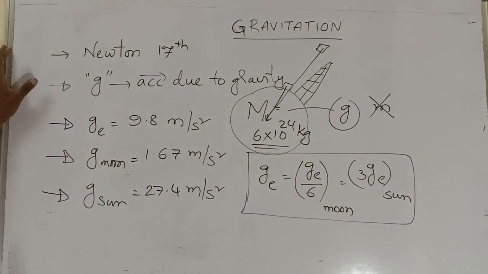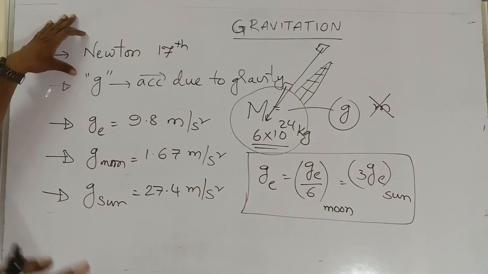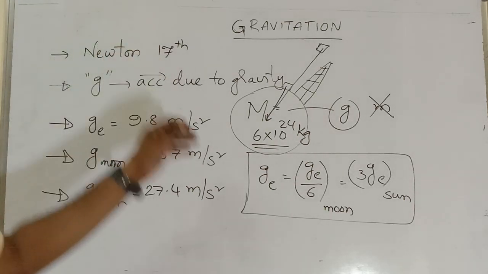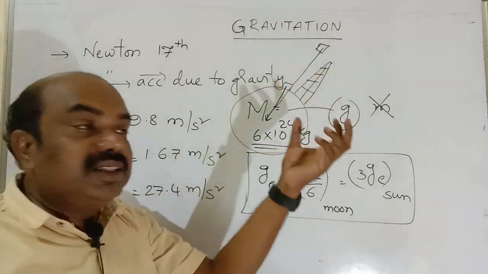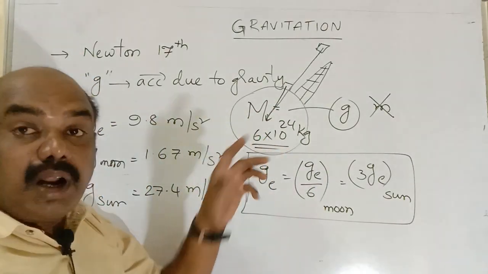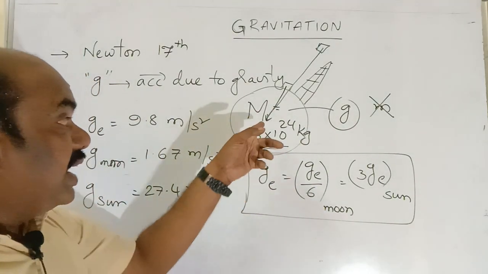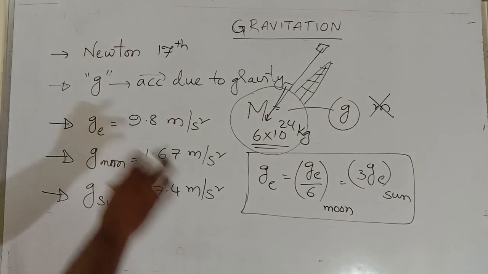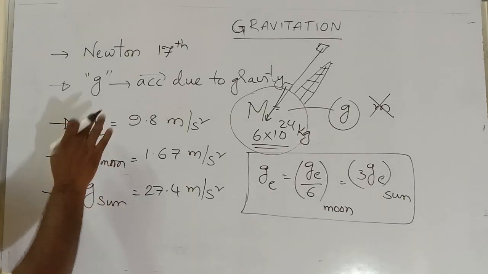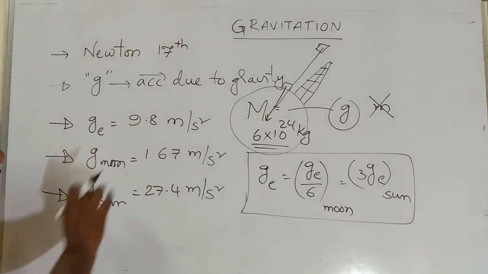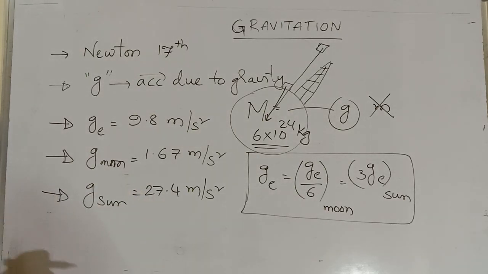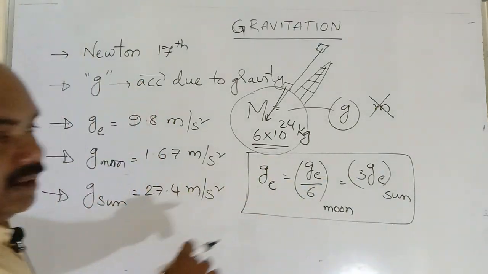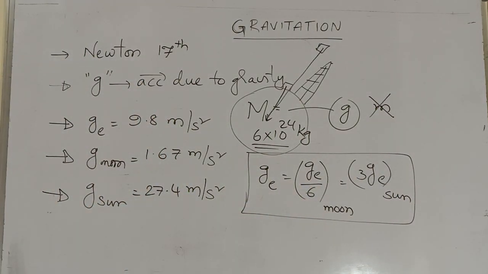Clear children? Once again, the concept of gravitation was introduced by Sir Isaac Newton in 17th century. Gravitation means the body on the earth or above the earth is attracted towards the center of the earth, not by the surface. Every body is attracted towards the center of the planet. This is called acceleration due to gravity, denoted by small g. Acceleration due to gravity on the earth is 9.8, on the moon 1.67, on the sun is 27.4. Now the relation is: moon gravity is earth gravity divided by 6, and sun gravity is 3 into g. Clear children? Note down up to here.